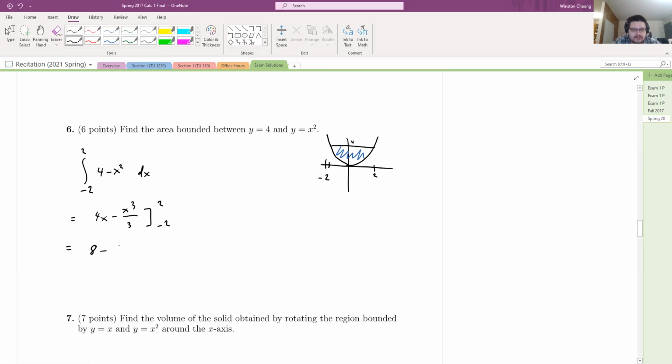8 minus 8 over 3 minus -8 plus 8 over 3. It looks like these will double up, so I'll get 16 minus 16 over 3. Is that right? Yeah, I think so. 48 minus 16 over 3, I think. Yeah. So that's just 2 times 16, 32 over 3.